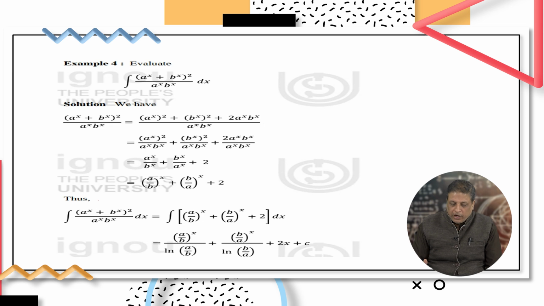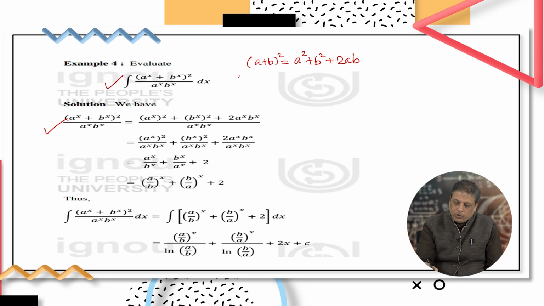Now we are going to evaluate some more questions for your better understanding. This question is again: a to the power x plus b to the power x whole square upon a to the power x into b to the power x, and we are supposed to integrate this expression. If you properly apply the steps, that is firstly rewrite, then integrate and simplify. So firstly we rewrite. To rewrite, we follow the identity: a plus b whole square is equal to a square plus b square plus 2ab.